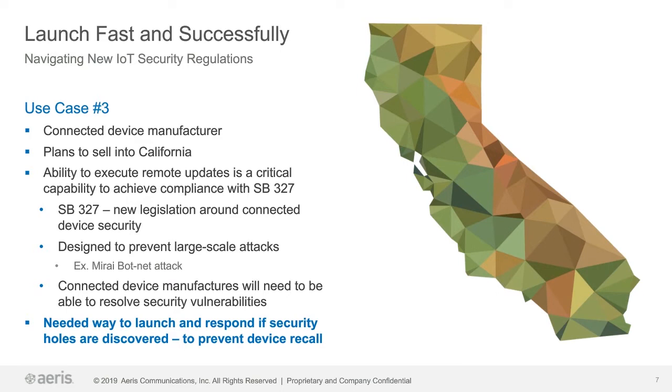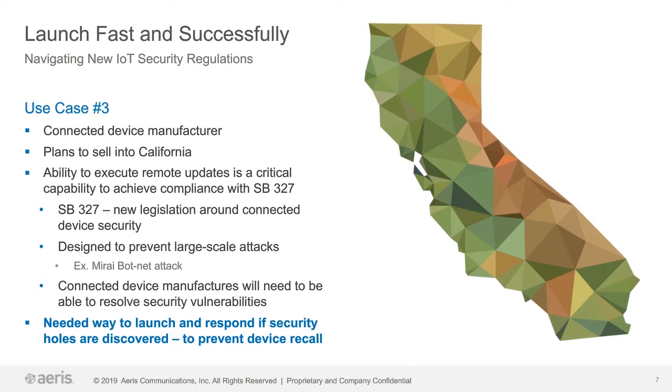But again, one of the ways around some of these regulations, or to be compliant with them, is to enable a remote update environment so that if security breaches are discovered, you can send down updates to patch up those security holes, so that your devices do not need to be recalled.